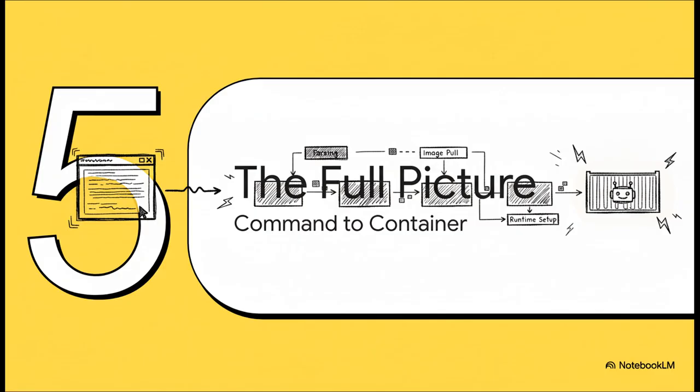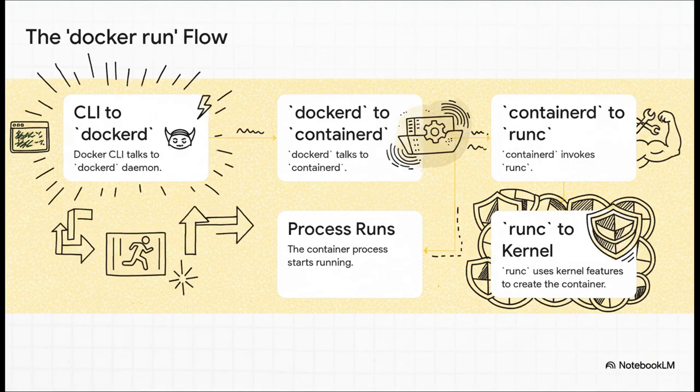All right, time to put it all together. Let's trace the full journey, from the moment you hit enter on your keyboard to the second a container is alive and running. Okay, so you type docker run. What happens next? First, your command line talks to the Docker daemon, which is called dockerd. Then, dockerd hands off the request to our manager, containerd. Third, containerd tells the worker, runc, to get to work.